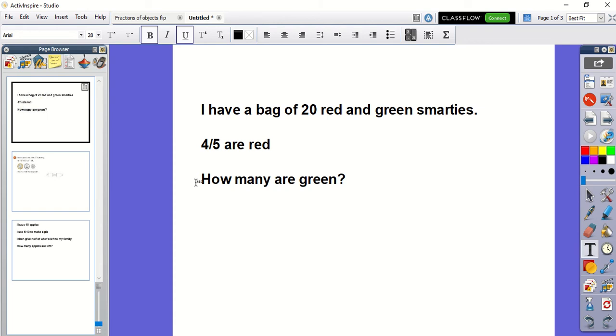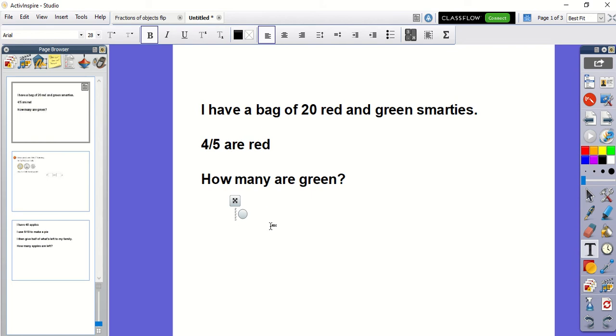So my first question says, I have a bag of 20 red and green Smarties. 4/5 are red. How many are green? Now I'm not asking you to just say, oh, 1/5 are green. That is not correct. It is 1/5, but I want to know how many Smarties. I want a number.